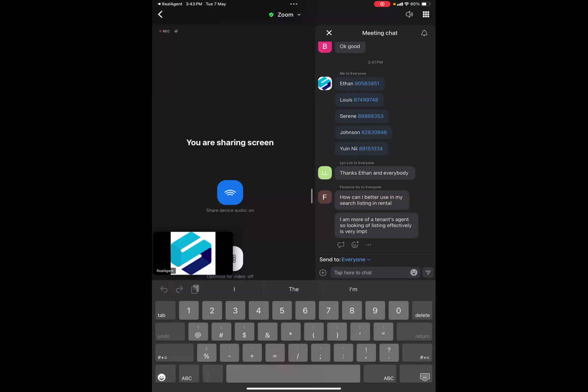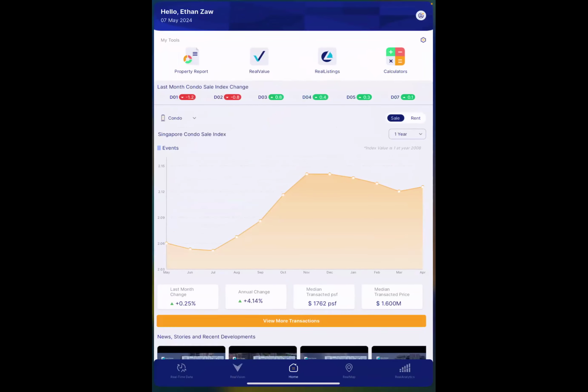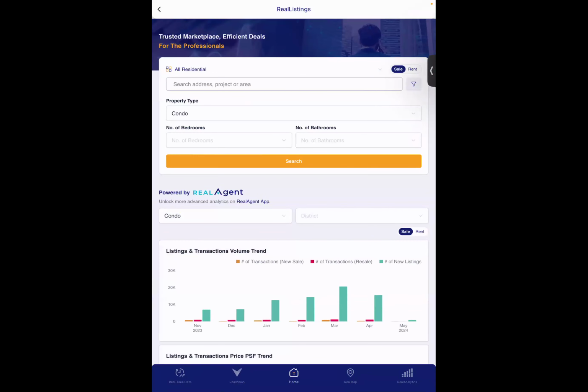Okay, how can I better use my search listing in rental? Okay, so we have this system called Real Listing. The way Real Listing works is that from agency sites, agencies' listings, and other popular portals, we pull the listings together and compile them for you.